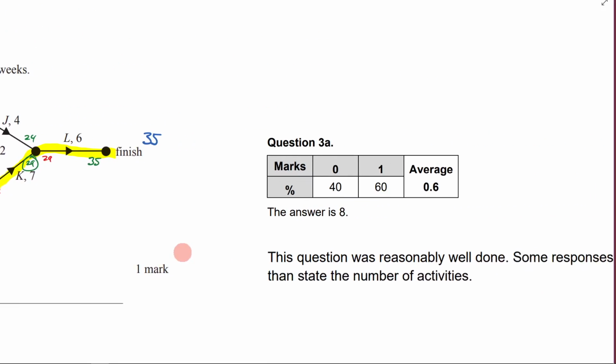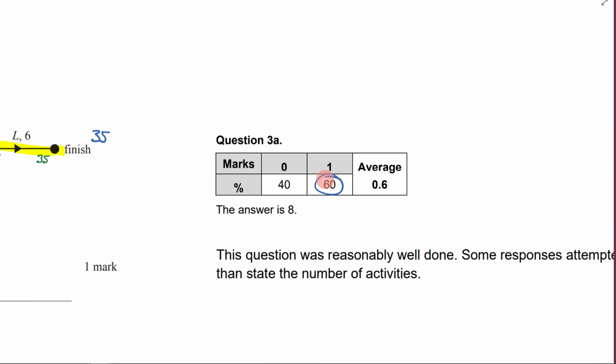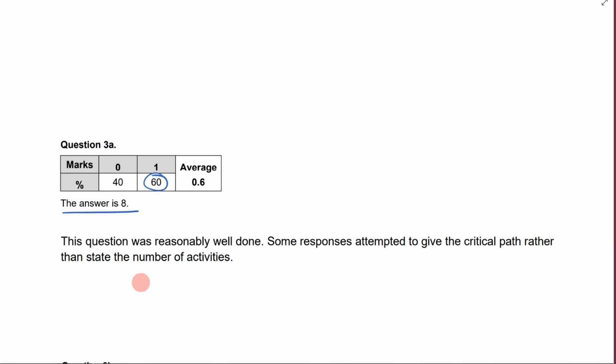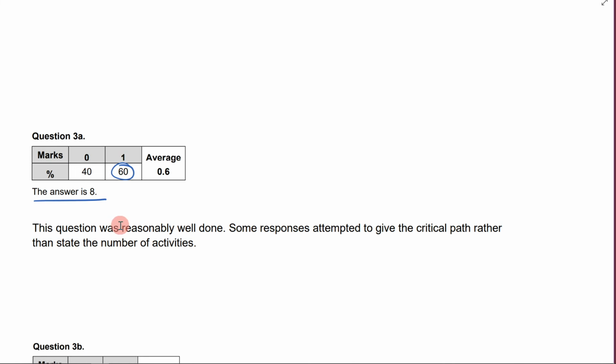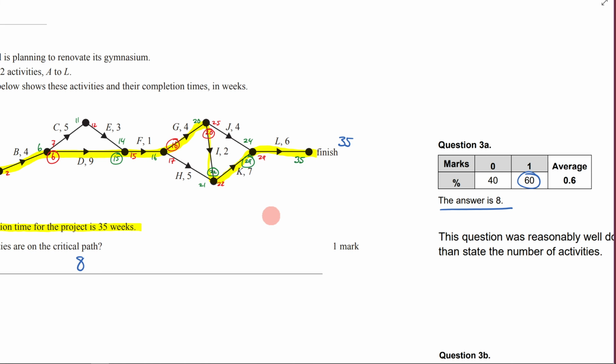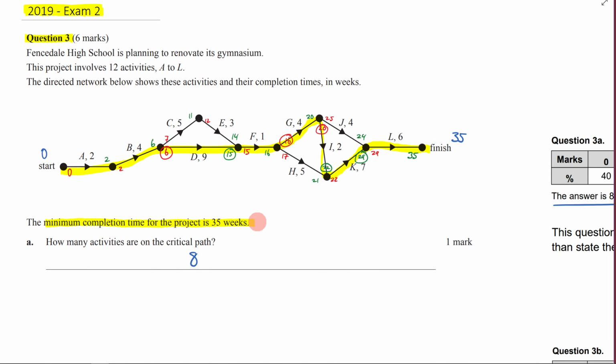If we look at our examiner report here, you can see that 60% of people got that correct. The answer is 8. And it says that this question was reasonably well done. Some responses attempted to give the critical path rather than state the number of activities. Oh, so some people actually wrote down the critical path instead of the number of activities, which is a shame. So that is how you do part A of question 3.